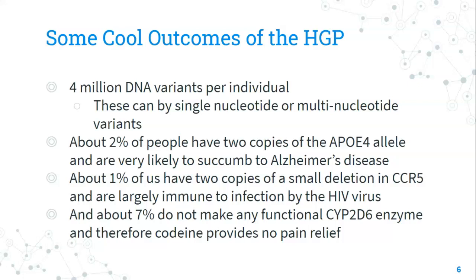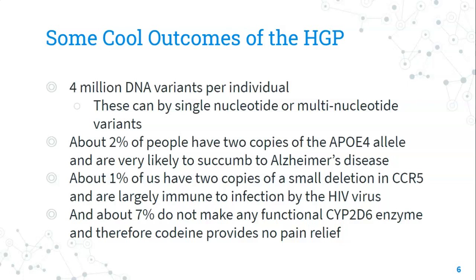And then just some really cool outcomes. There's about 4 million DNA variants per individual, which means that out of the billions of base pairs that humans have, only about 4 million of them code for the differences that you see in humans itself. So that's not a lot. That's a very, very small percentage of differences between human beings, considering the differences that you physically see between human beings.